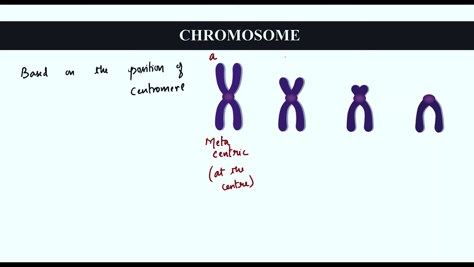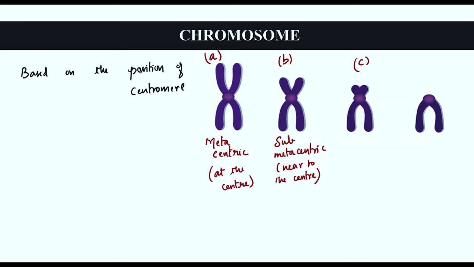So if we take the picture B, where is the centromere present? The centromere is present near to the center, not exactly at the center. It is nearer to the center. This is called as the submetacentric. Okay, so it is near to the center.